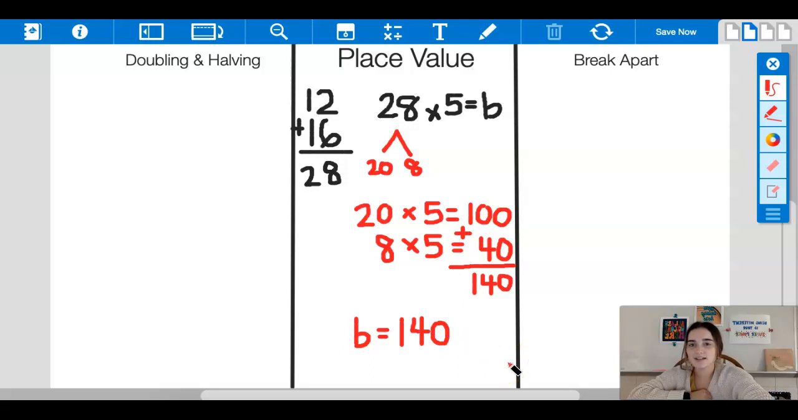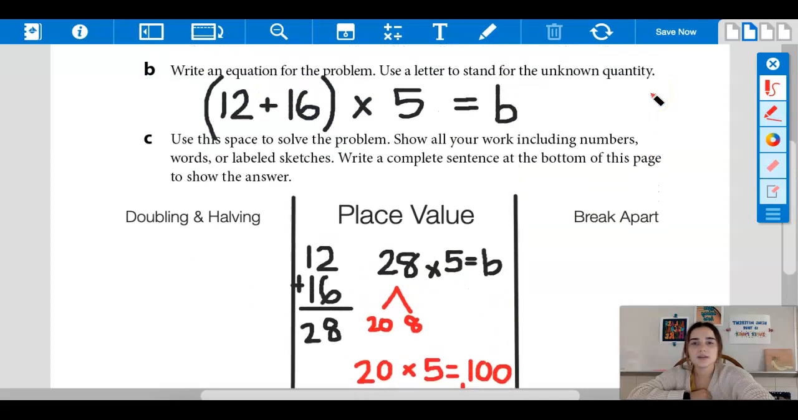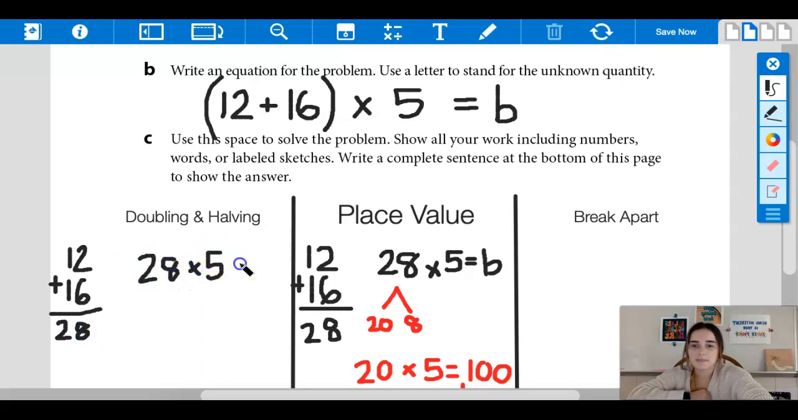Now let's try our doubling and halving strategy. So let's go back to our equation. We need to solve what's in the parentheses first. So we will do 12 plus 16. We know that's 28. We end up with 28 times 5 equals B again. But this time we're going to do it a little differently.